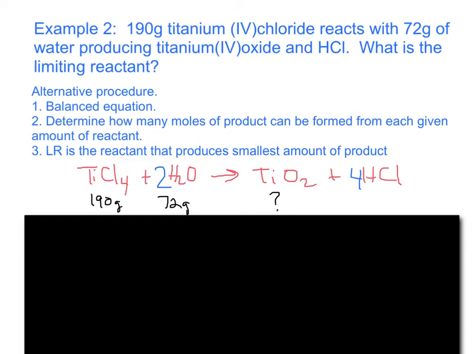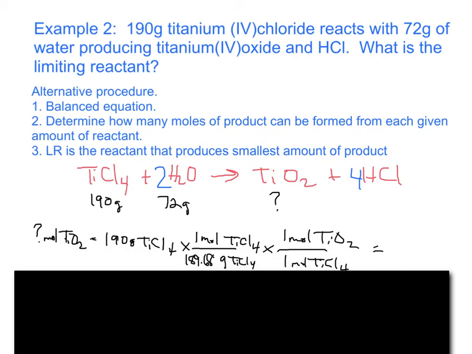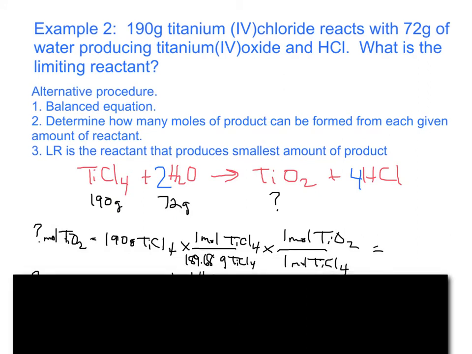Okay, so the next job, we need to determine how many moles of a product can be formed from each given amount. So we've written the given amounts here, and you just pick one of the products. I chose titanium IV oxide. So we're going to see from these starting amounts how much of that product we can get. Then we convert each of these to moles, and you can see there's a long, drawn-out process. First is titanium IV chloride. So you take the given, which is 190, convert it to moles of titanium IV chloride, and then take moles of titanium IV chloride to moles of titanium IV oxide.